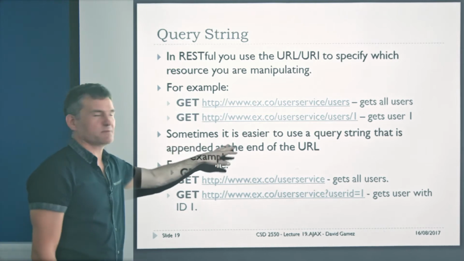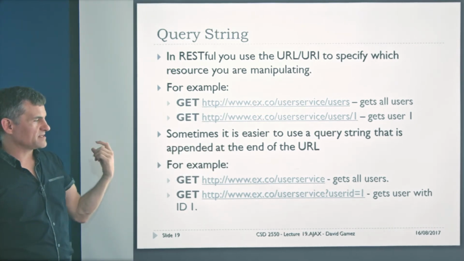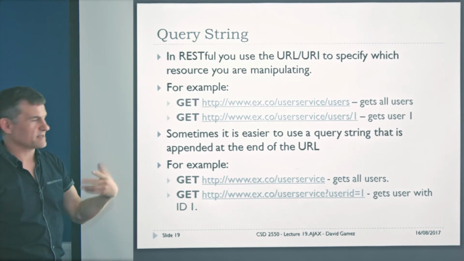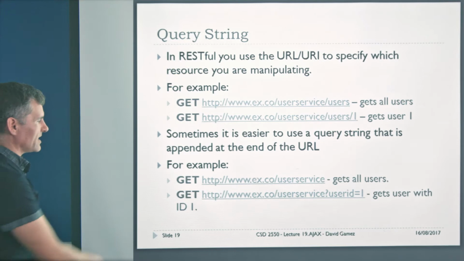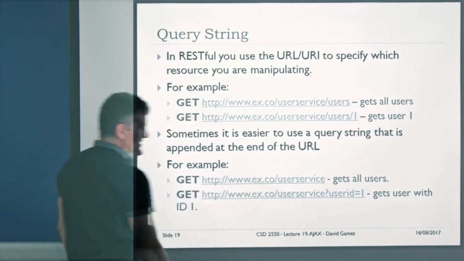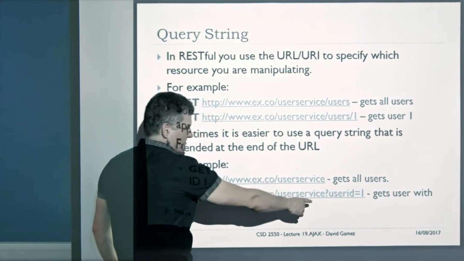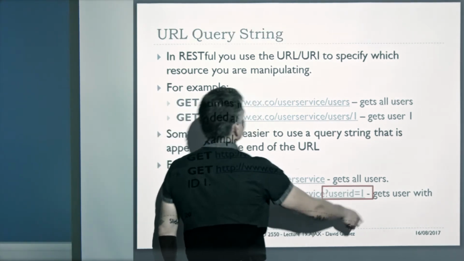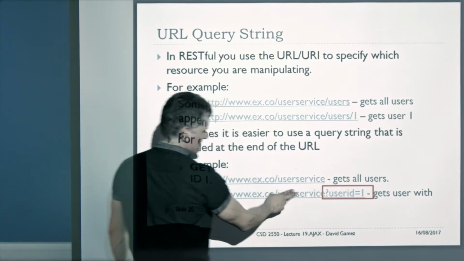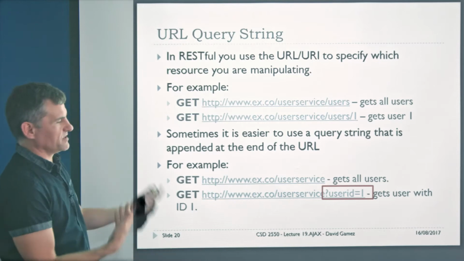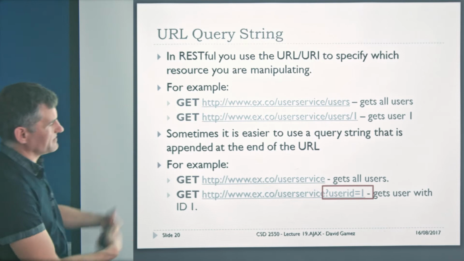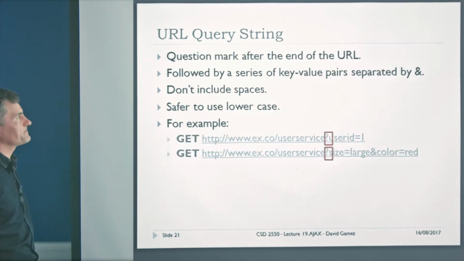Sometimes it's easier using what's called a query string, appended to the end of the URL, to specify which resource we want to access or manipulate in some way. So here we've got a get user service. Now this could be a particular PHP script here. And this could be the same PHP script, but then I can pass what's called a query string at the end of this, which can then be processed by this PHP script. And then we can get different users, and they can all be accessed by the same script on the server, which is an easier, more intuitive way of writing the code.